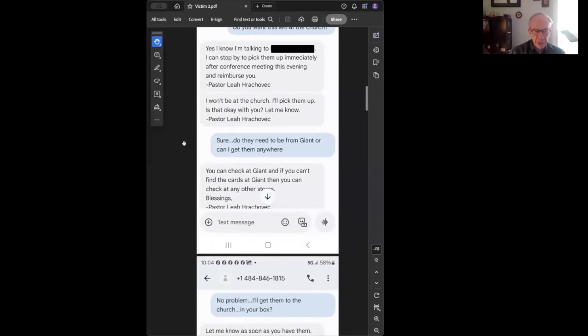And maybe one of the biggest is we know that church staff would never ask for gift cards like this. It would be, we want gift cards for a specific nonprofit and bring them to the church, like the Advent giving tree.